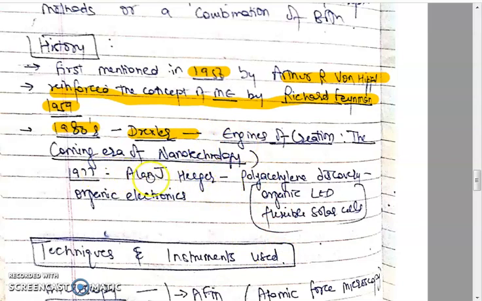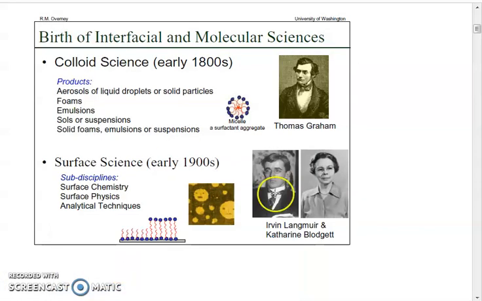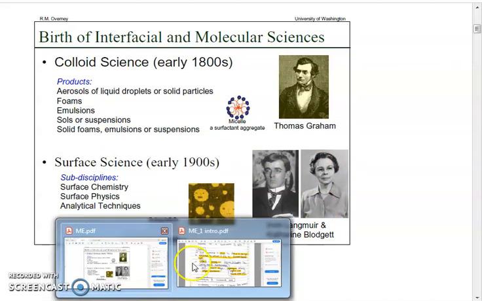And in 1977, Alan J. Heeger discovered polyacetylene that led to the development of organic electronics. He gave organic LEDs, light emitting diodes, and flexible solar cells. Also, with the advent of colloid science and surface science, there is a mention of Irving Langmuir and Katharine Blodgett, who also contributed to the development of molecular engineering.